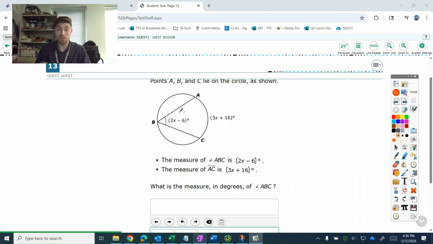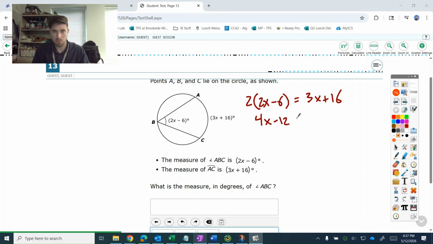So rather, I'm going to do kind of the opposite of the relationship I showed you all earlier, which is I'm going to say 2 times 2x minus 6 is equal to 3x plus 16. Just to me, that makes it a little easier when I don't have to deal with the fraction. And so I get 4x minus 12 is equal to 3x plus 16, right? And so now you just have to run through this logic or solve this problem. So I end up getting x is equal to 28.